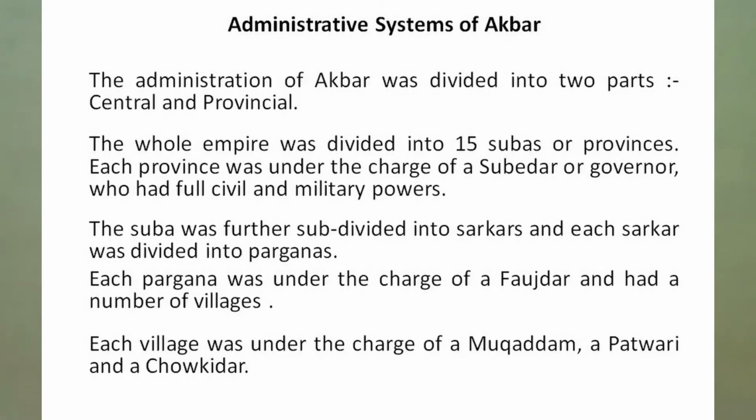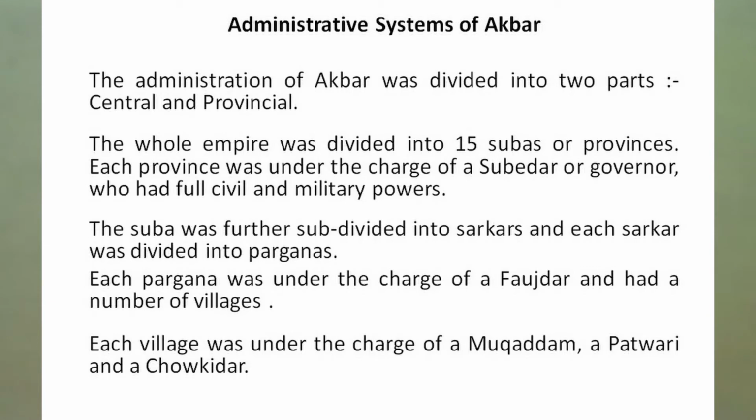Administrative systems of Akbar. The administration of Akbar was divided into 2 parts, central and provincial. The whole empire was divided into 15 subas or provinces. Each province was under the charge of a subedar or governor who had full civil and military powers.